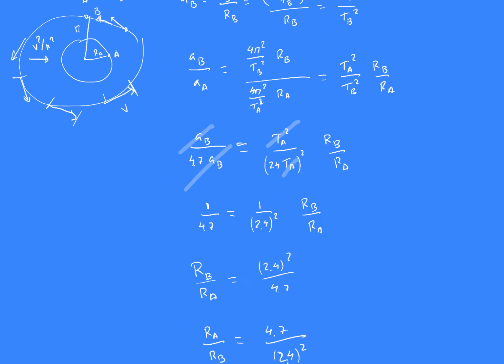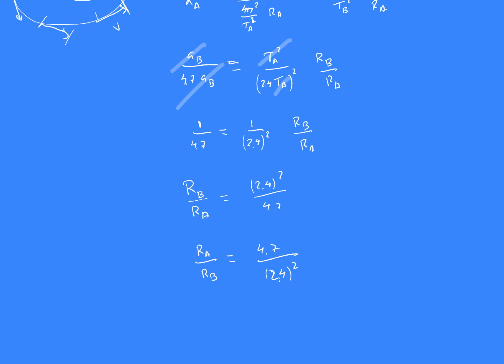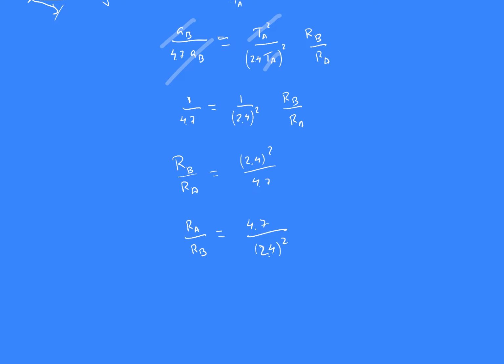If I plug in numbers, I will have 1 divided by 4.7. TA cancels with this TA, so 1 divided by 2.4 squared. So RV divided by RA is 2.4 squared divided by 4.7. But I think the problem is asking for RA divided by RV, so it will be the inverse, 4.7 divided by 2.4 squared.